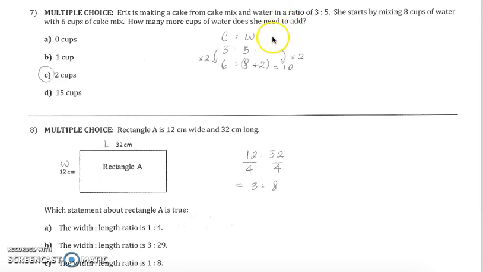Okay, so let's set up the ratio. So there is cake mix to water ratio of 3 to 5. We have 8 cups of water, so put that under the water column, and 6 cups of cake mix, which is the cake column. So the cake mix part is fixed, so I know that 3 times 2 is 6. That means the water ratio needs to be 5 times 2, which is 10 cups of water. But now we see that she only used 8 cups, which means that she is missing 2 cups of water, so the answer is C.